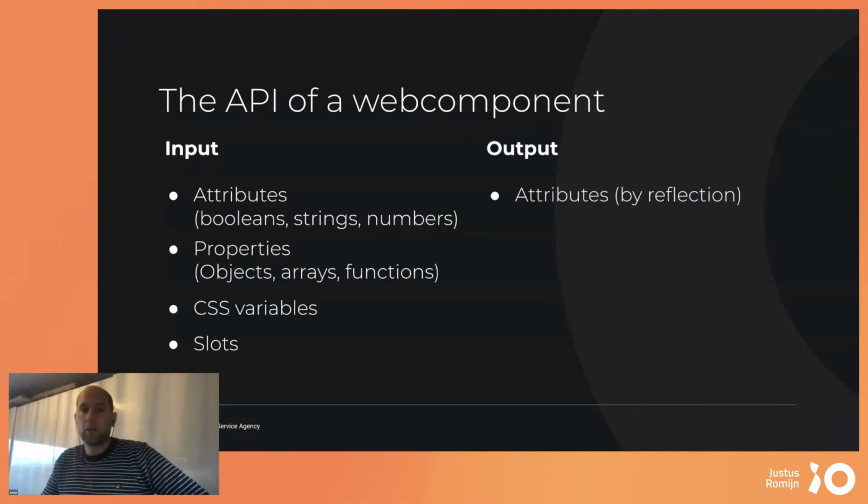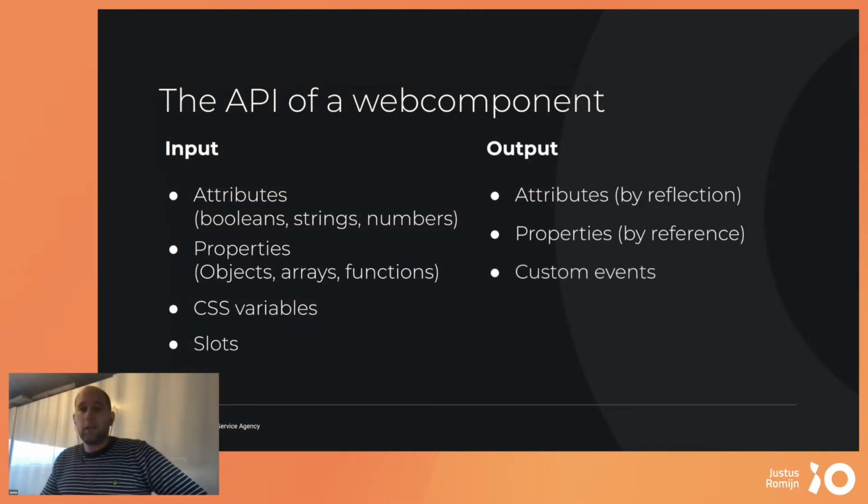And things that go out can be communicated through attributes by reflecting changes or changing the attributes from inside the component, although that's not really something you would do normally. The properties, which are available by reference, so they're part of the DOM, so anything changed there will be changed for the outside and the inside. And the custom events. So if someone interacts with a component and it does something that you might want to share with the outer page, then custom events are the way to go.